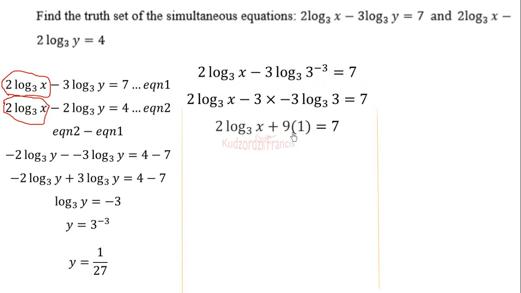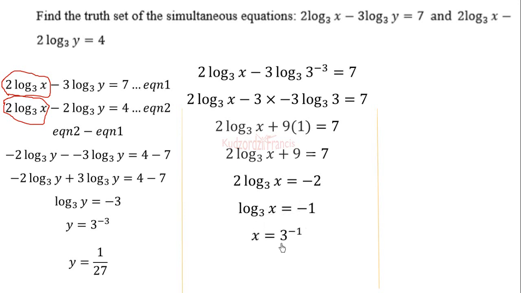So this and this will give us 9. So we just have to group like terms to get 7 minus 9 is -2. Divide through by 2 to get log 3x is equal to -1. So take the anti-logarithm to get 3 exponent -1, and that will give you 1/3.